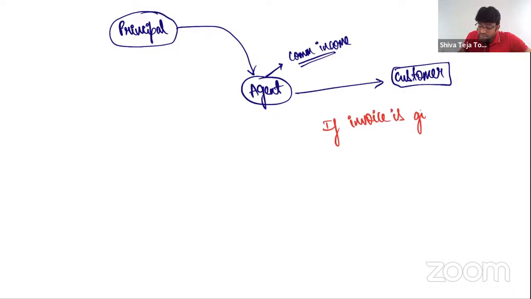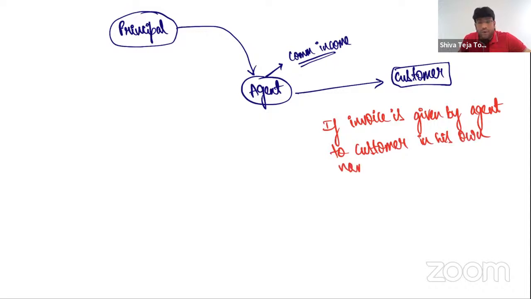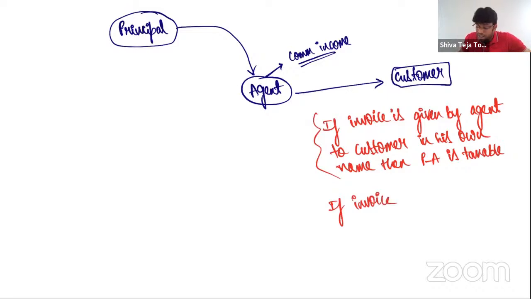Now, the point to be noted here is that if invoice is given by agent to customer, come on, what is the language? If invoice is given by agent to the customer in his own name, then one line answer, P2A is taxable. P2A is taxable means principal to agent is taxable. The transaction between principal to agent is taxable.